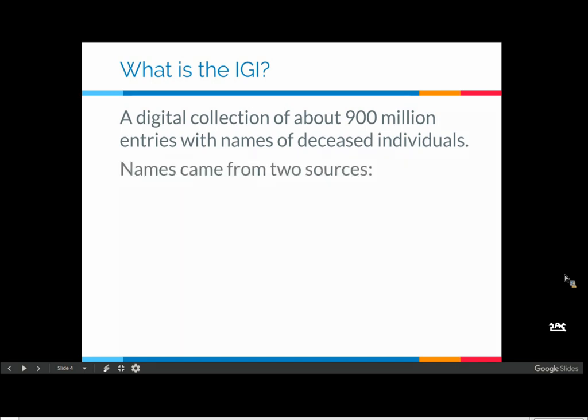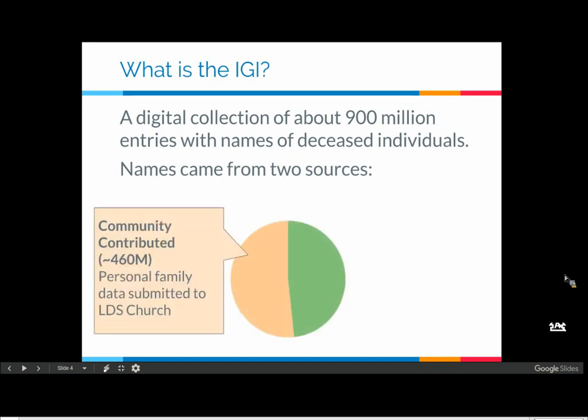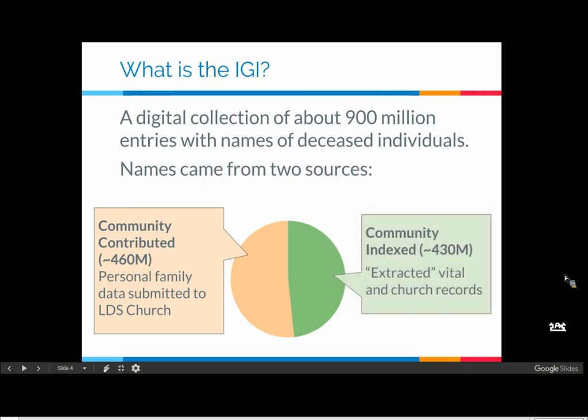So the names came from two sources, the names that are currently in the IGI. About half of them, a little over half, were contributed by the community. And when they say community, basically those were people who sent in names of their families to the LDS Church. So, for instance, the old four-generation program and three-generation program, those names ended up in the IGI. But then also a large set of names, just under half, were what they were calling community indexed.